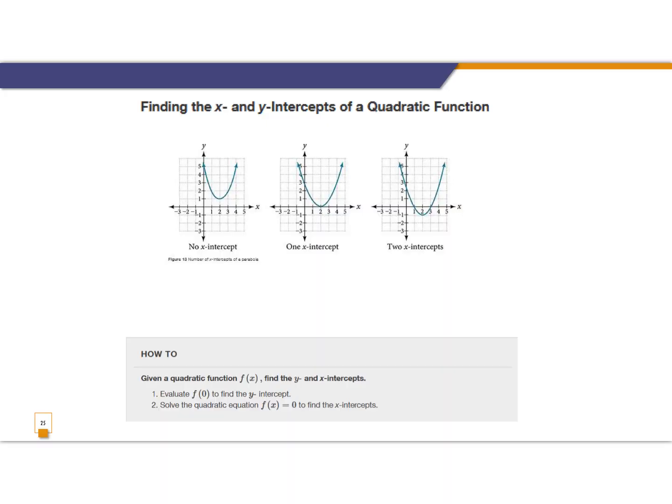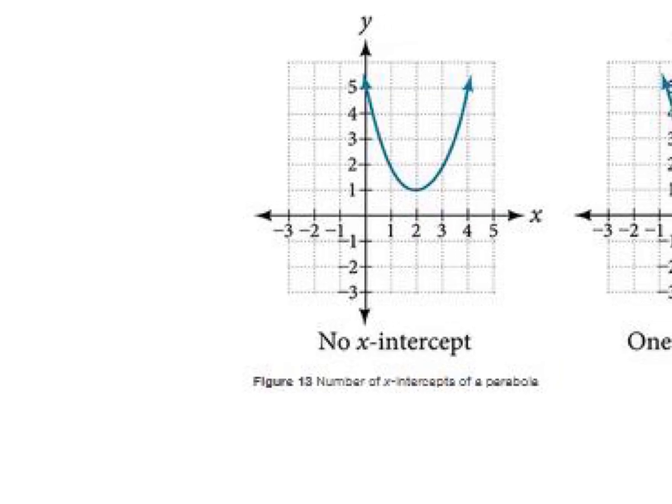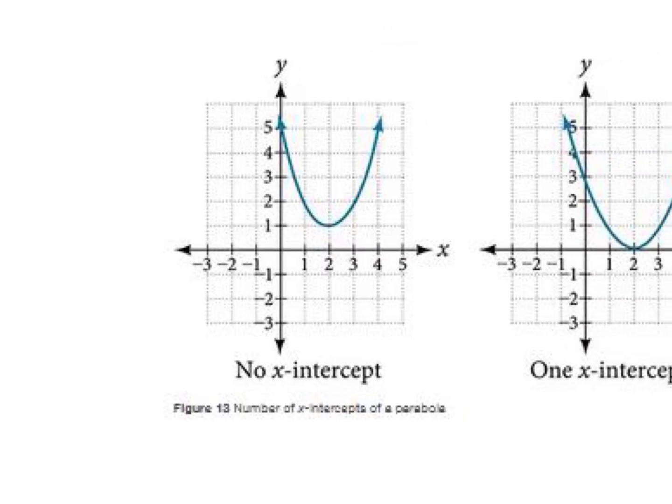Okay, move on. Finding the x and y intercepts of a quadratic function. Boy, haven't we done this already? We certainly have. I'm looking at a picture of a parabola, 3 different pictures. So let's take a look at what I'm seeing. No x-intercepts. What would that mean to you if there are no x-intercepts? And why do I know there's no x-intercepts by looking at the picture? Nothing is crossing this axis. That means there are no real solutions.